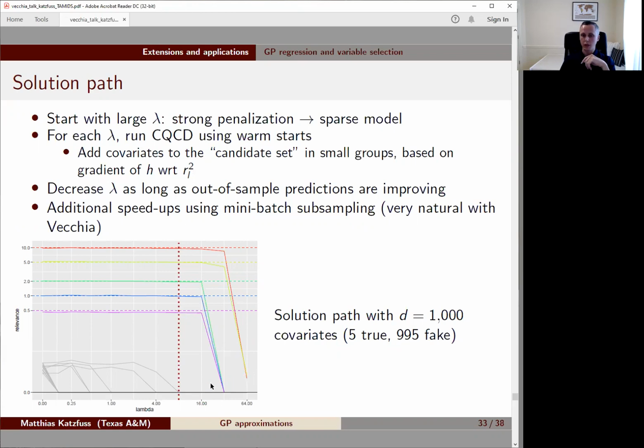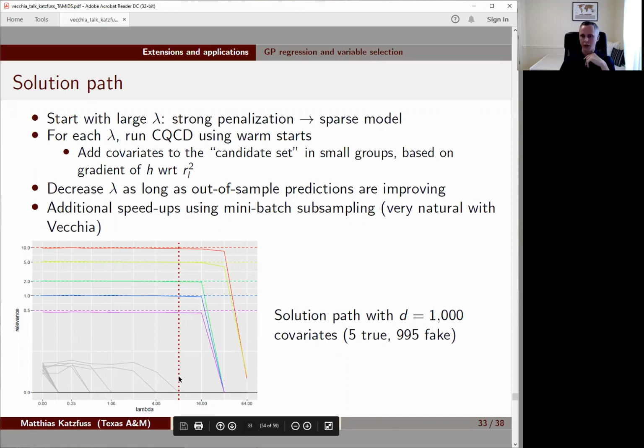Then we keep decreasing lambda, going from right to left in this plot, as long as the out-of-sample predictions are improving. That's our stopping criterion. Once they stop improving, we stop. For this particular example, that stopping point would have been this vertical red dashed line here. This is exactly a point at which the true predictors are close to their true values, and none of the fake predictors are selected. If we went to smaller lambdas, we would start getting some fake predictors in there with non-zero relevance, which we don't want. So this is the solution path, just one toy example again, where we have d equal to 1,000 covariates, out of which 5 are true, and 995 are fake.